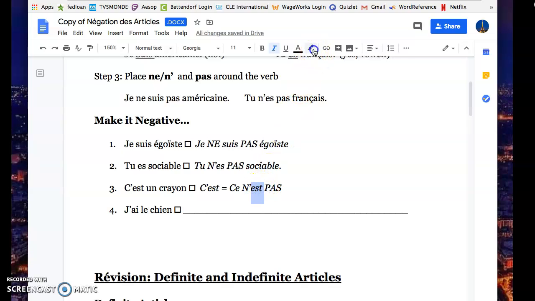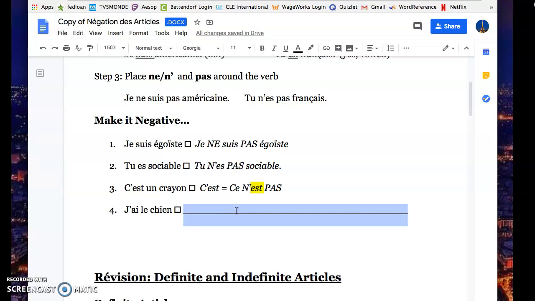Here is my verb, which I'm going to highlight in yellow. The reason I have an n apostrophe is because my verb est begins with a vowel. Okay? That one gets a little bit confusing because there's a lot of apostrophes in there. Okay, j'ai le chien, number 4.